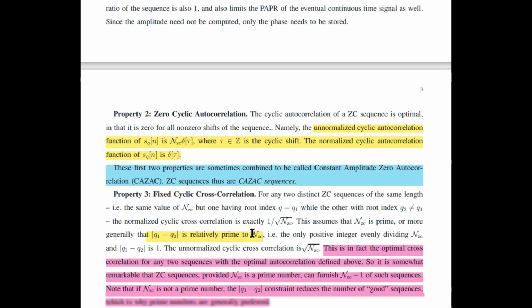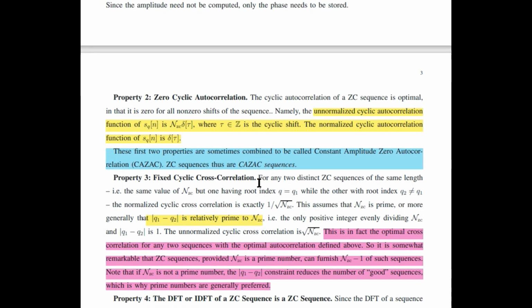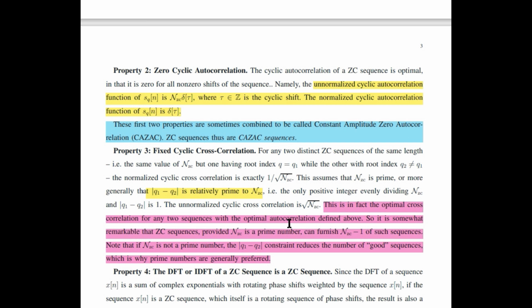Another property is the constant cyclic cross correlation. If we take any two distinct ZC sequences of the same length N_ZC, one with the q1-th root of unity and another with q2, where q2 is not equal to q1, meaning both are different, then we normalize by 1 over the square root of N_ZC, which is the length of the q-th root of unity sequence.